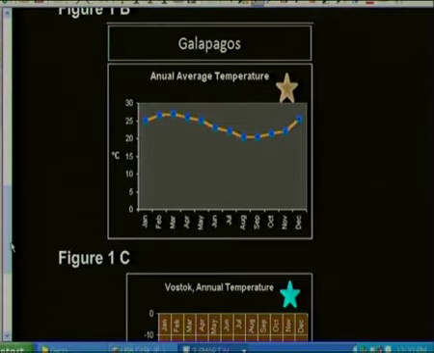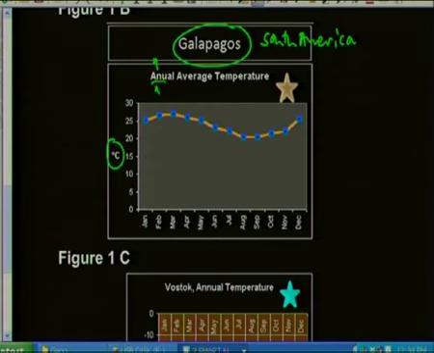This is a graph, and it's talking about the temperature per month, so it tells you the average annual temperature.